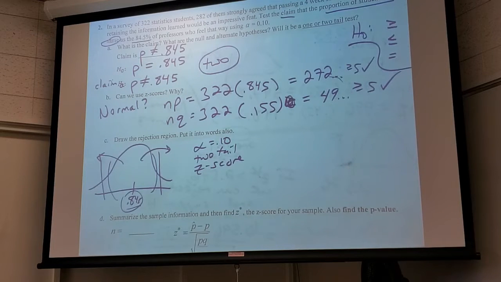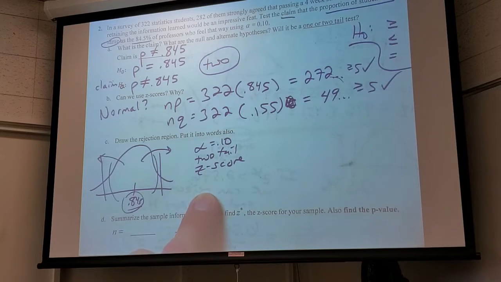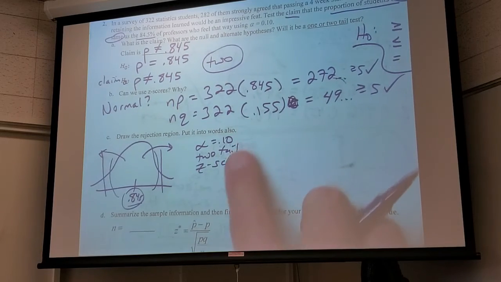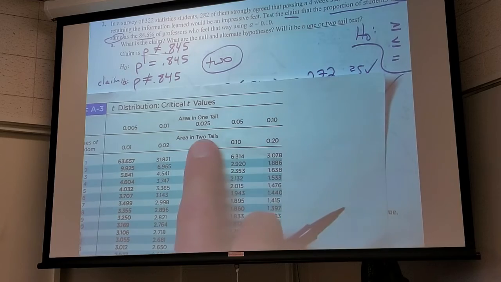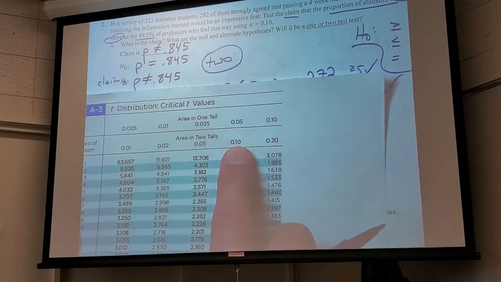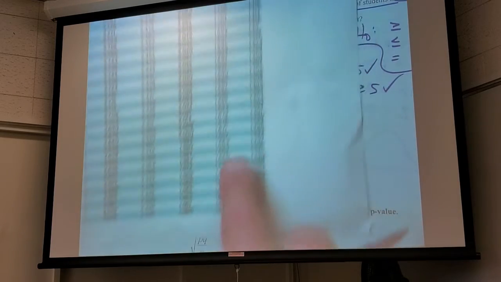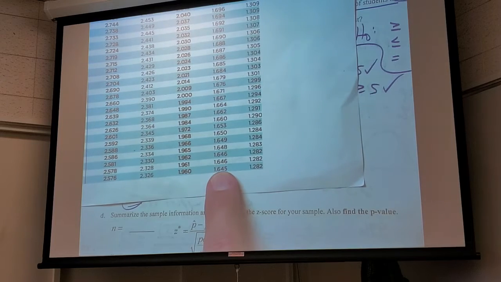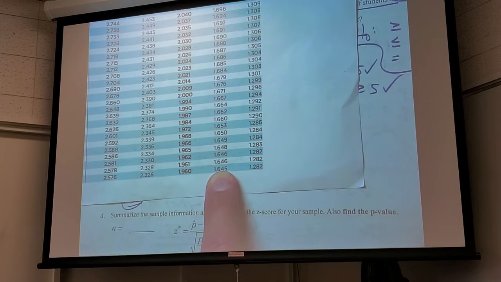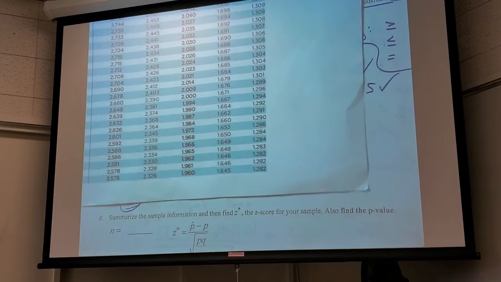It's 0.10, one tail. But how many tail tests is this? Okay, I want that to make all the sense in the world. 1.645. Yeah, we know it's a two tail test. We know alpha, so it's that easy. Two tail test, 0.10, z-score, so I just look up 1.645. Bam.